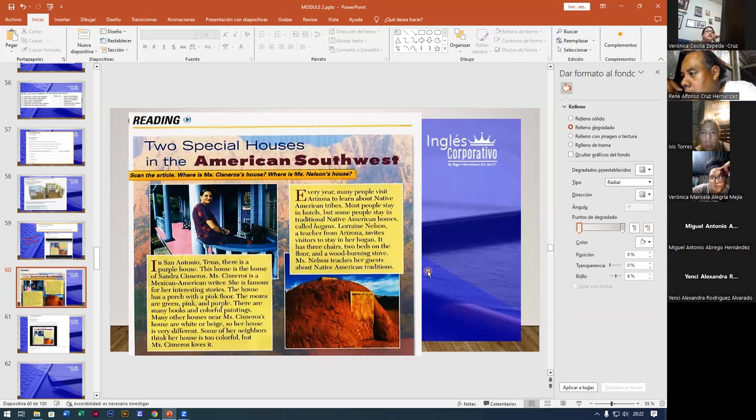It has 3 chairs, 2 beds on the floor. Mm-hmm. It has 3 chairs, 2 beds on the floor. And it says also a wood burning stove. A wood burning stove is a stove for burning pieces of wood. Rustic. That's a wood burning stove, like to keep warm. But what else? What else is a characteristic of the hogan?